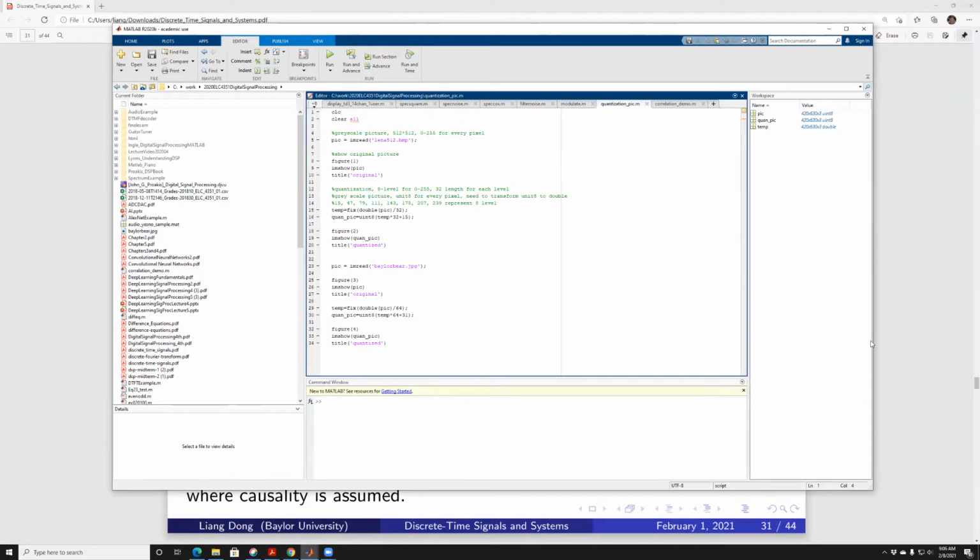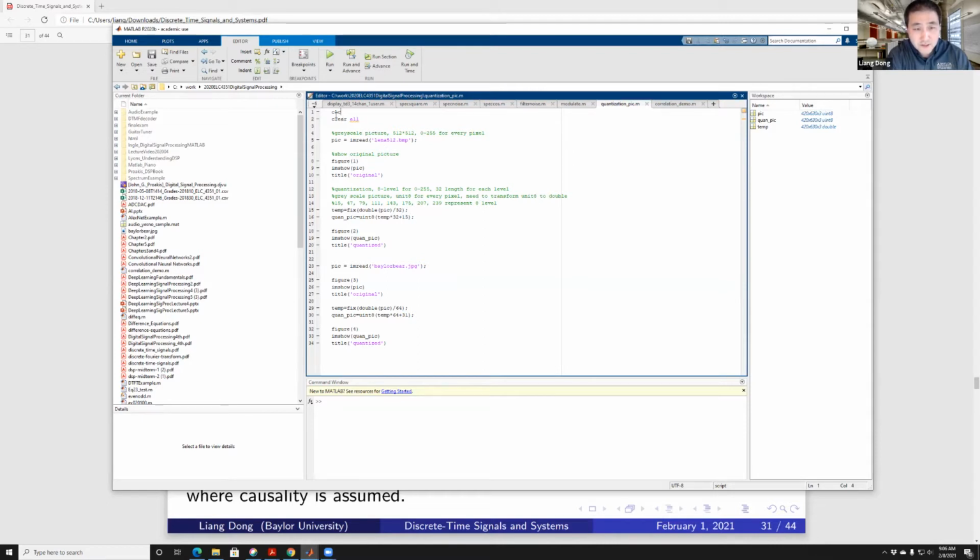We did quantization many times before, and I gave you one example to do an audio signal, an audio waveform. I hope you have tried that. Now, this is another quantization example code I posted on the web. What it does is it works on an image.